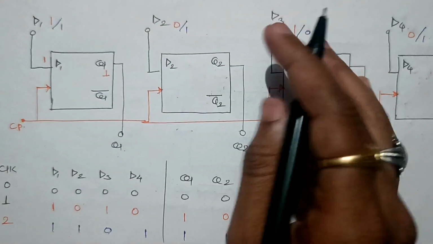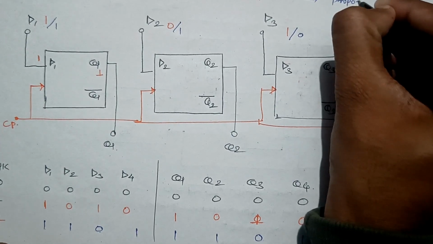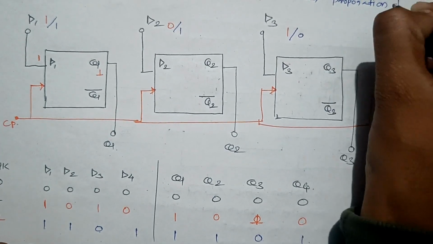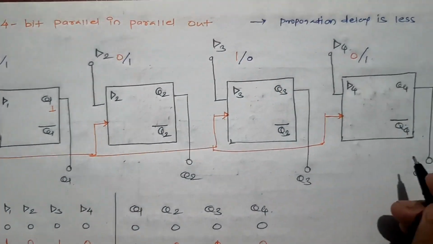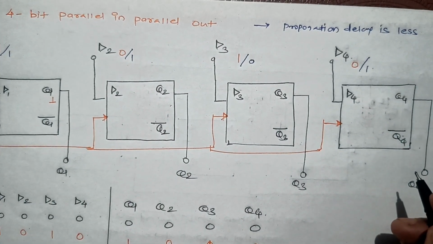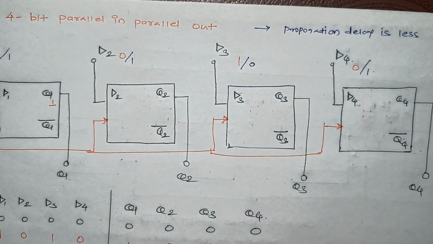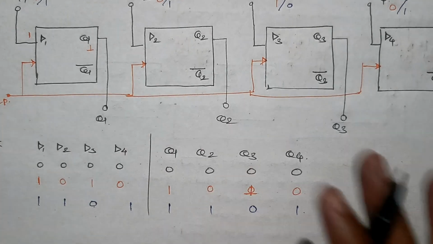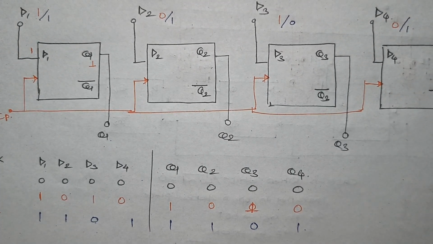And in case of parallel in parallel out, the most advantageous point is propagation delay is very less. Propagation delay is less. Why? Because जो भी इनपुट दिया है वही अपीयर हो रहा है आउटपुट के लिए, and it is getting at the same instant of time. So this will be the schematic and truth table for parallel in parallel out shift register.